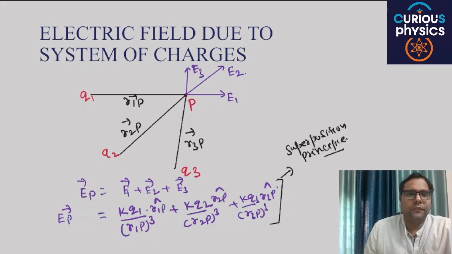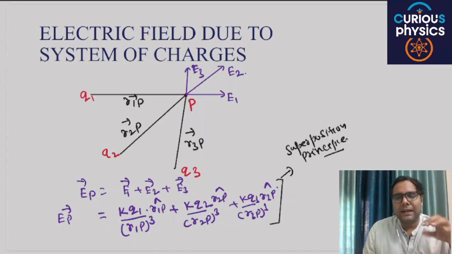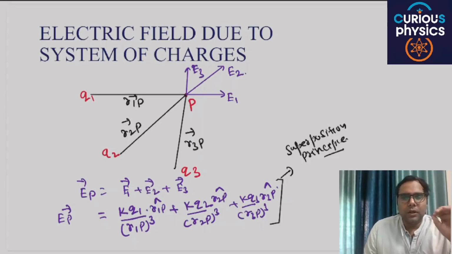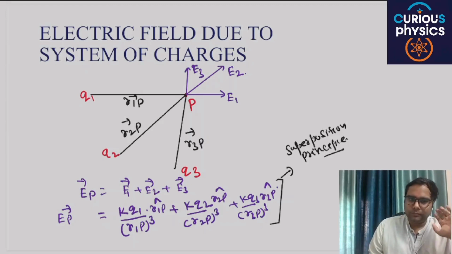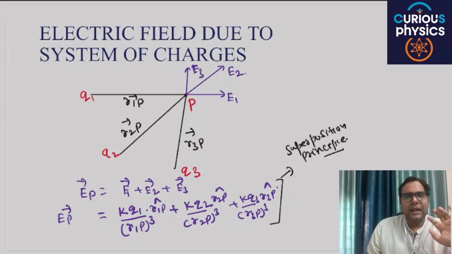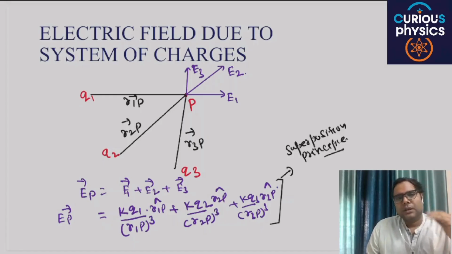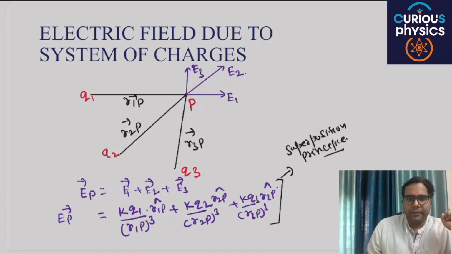I hope you are getting my point. Simply you have to add all the electric fields at a particular point due to all the charges and then add them vectorially. Okay, this is basically the electric field due to a system of charges at a particular point. In case of n number of charges, you have to find all the electric fields and add them vectorially.